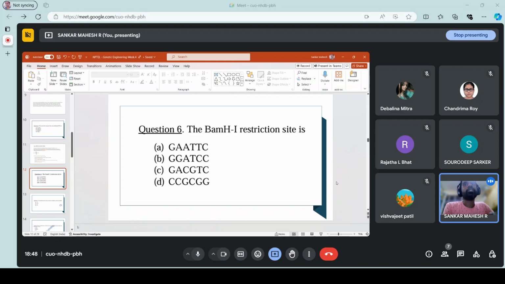The next question is a straightforward question. The BamHI restriction site is, so this doesn't need anything to think about, it's GGATCC. We'll go to the next question.